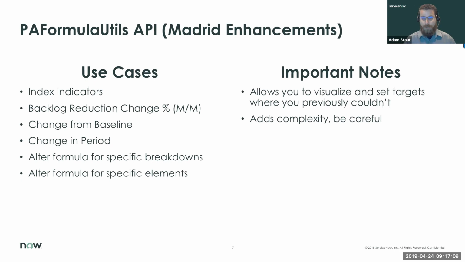So the important notes here, again, building on everything we've talked about before, it allows you to visualize and set targets where you previously just couldn't. And again, like the change, I want to set a target on change. You can't do that before Madrid. And now it's very simple to do. When you start using the PA form utils, it adds complexity. You're adding more code, you're doing more things. It's not as simple as A minus B, but you can do a lot. There's a lot of power in here. Just be really careful about what you're doing. Be thoughtful about, is this really helping me get something, or am I just doing a derivative on a derivative on a derivative?